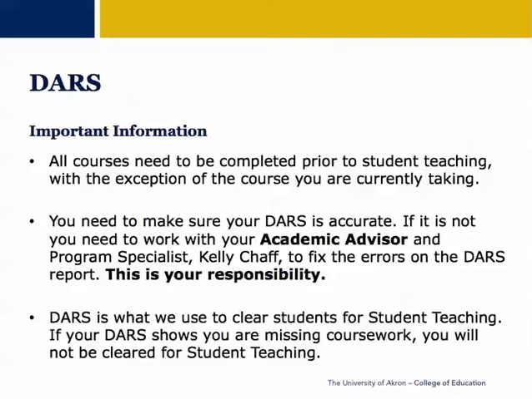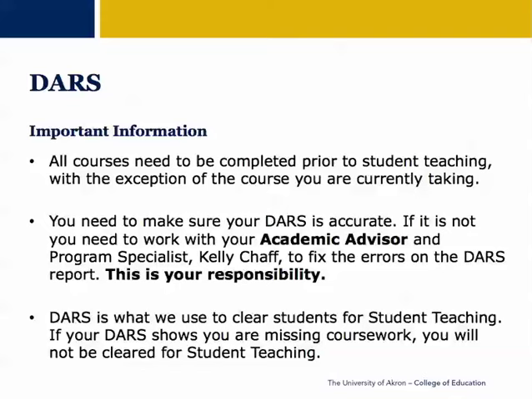DARS is an important component of this application process, and is the last thing we're going to cover. You've got to complete all your courses on your PCD prior to student teaching, with the exception of the courses that you might currently be in. So take a look at your DARS and compare to your program plan and make sure all of those courses are completed with passing grades. You need to make sure that that DARS is accurate. If it's not, you've got to work with your faculty advisor and our program specialist, Kelly, to fix errors on the DARS report. This is your responsibility.